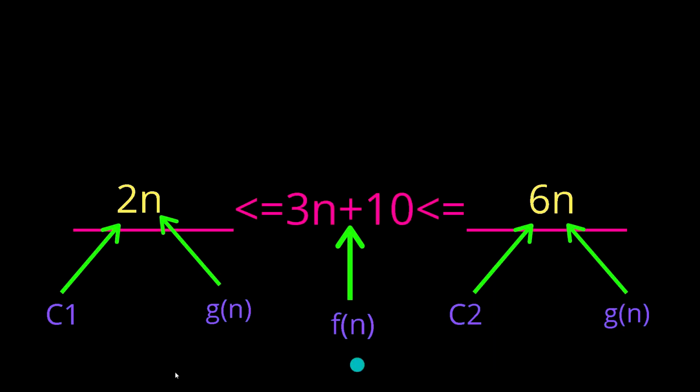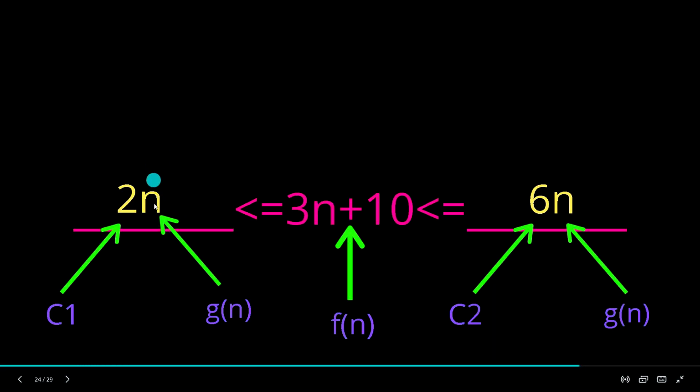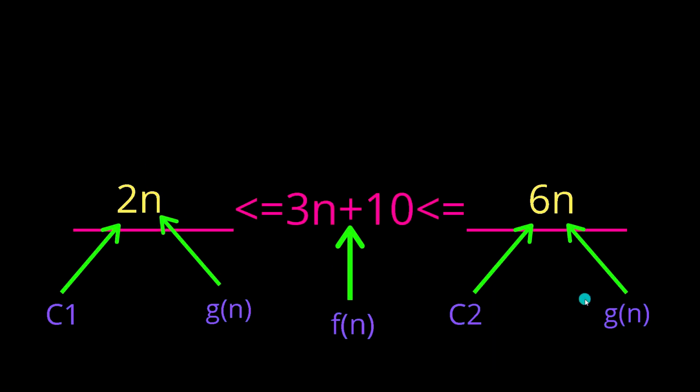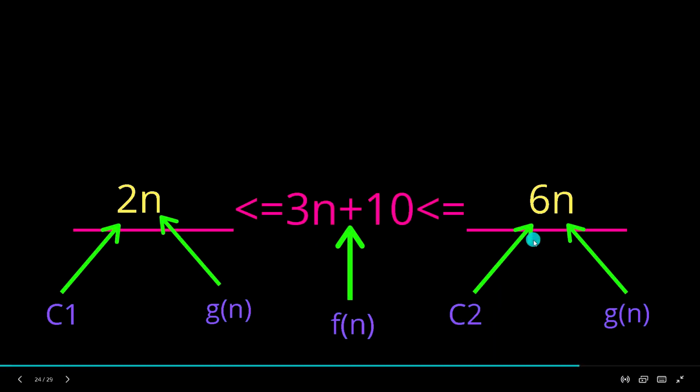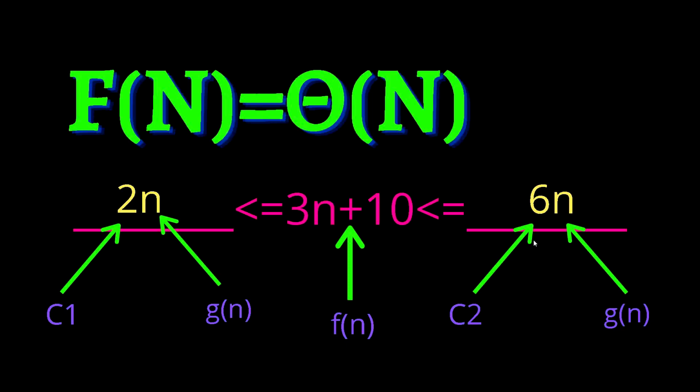Let's put the value of n as 1. So here it will be 2, here it will be 13, and here it will be 6. Now this satisfies the condition. Now I can say that f of n is equal to theta of n.